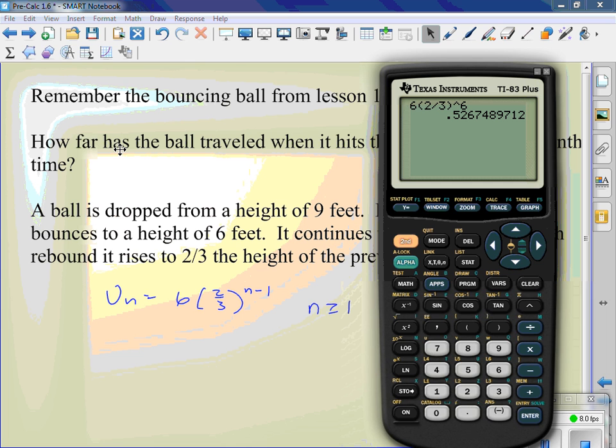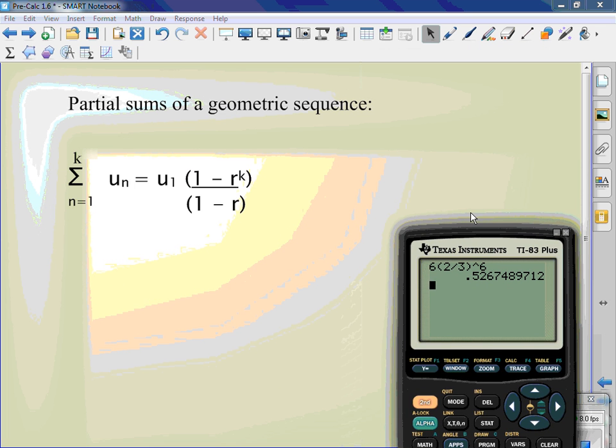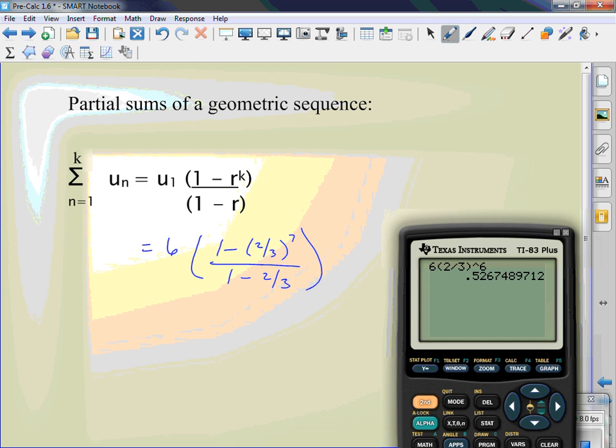But if we read, it wants to know how far has the ball traveled. So that means the total of up, down, up, down, up, down, up, down, up, down. So that's the summation. So we'll use the summation. What was the first term? 6 times 1 minus 2/3 to the 7th bounce over 1 minus 2/3.